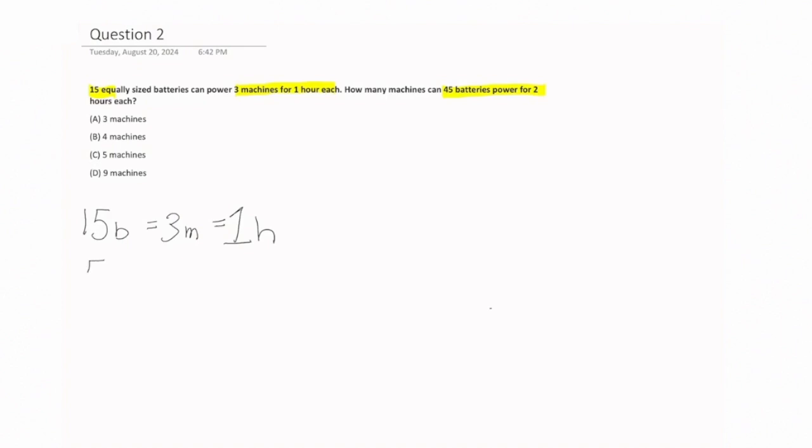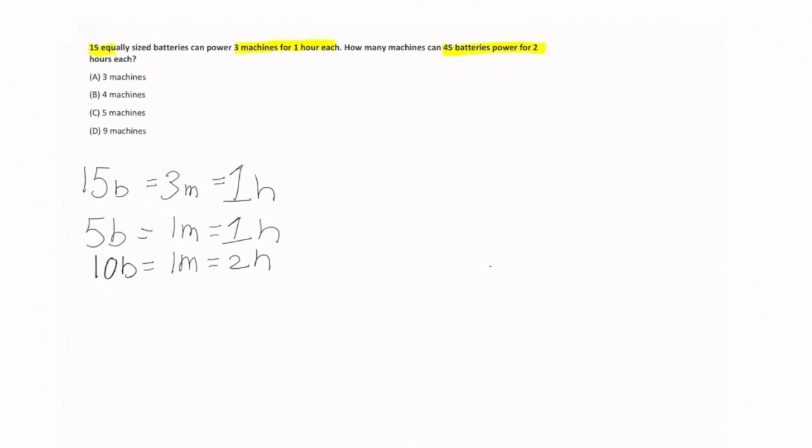So we want to break this down to the simplest form so we can look at it easier. So we know that 5 batteries will power 1 machine for 1 hour each. But we're trying to figure it out for 2 hours. So we write down our 2 hours for 1 machine. So that will be 10 batteries for 2 hours per machine.